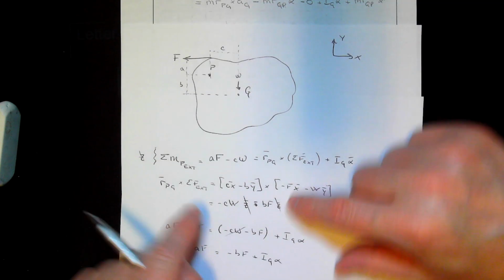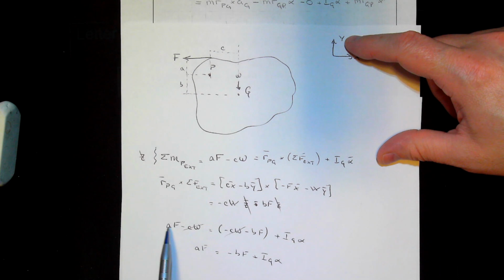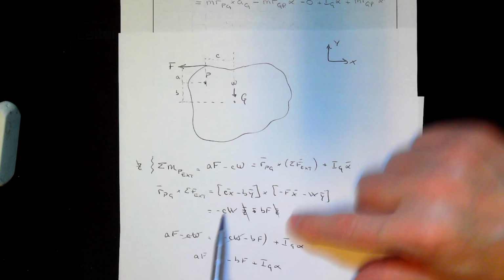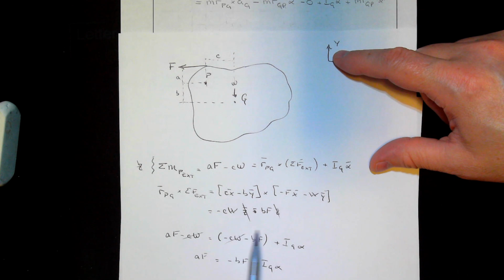And we'll just stick this back in the equation. So here's what I had. The sum of the moments was AF minus CW equals, now I'll stick this piece in here, minus CW minus BF. All right, both sides have a minus CW. They can cancel. But this is not equal to that. Here we have plus AF. Here I have minus BF plus IG alpha. These, both sides, are different.